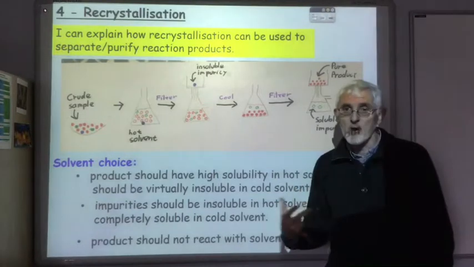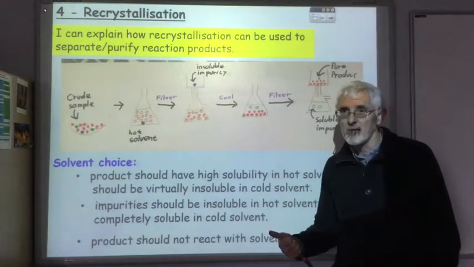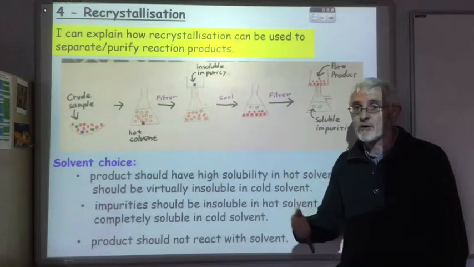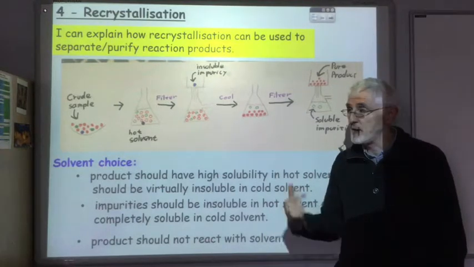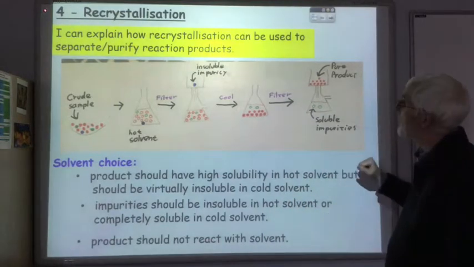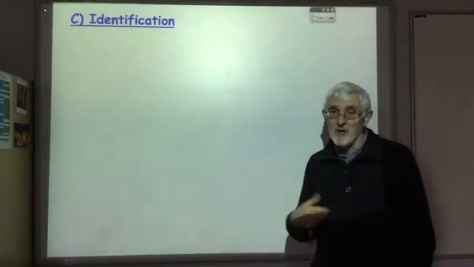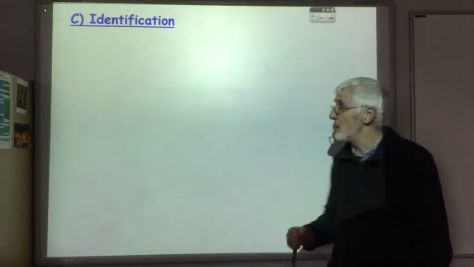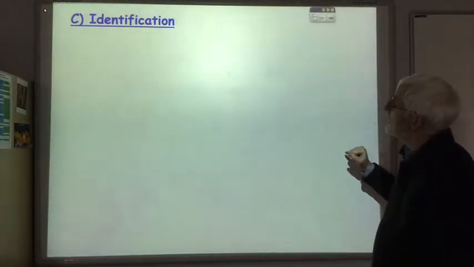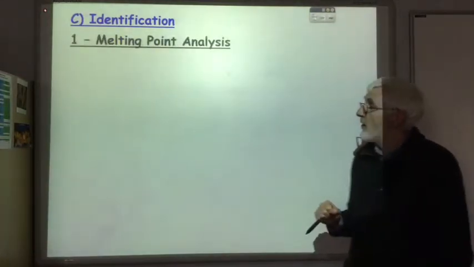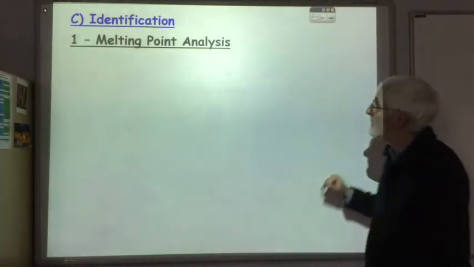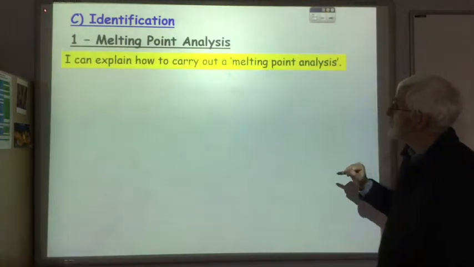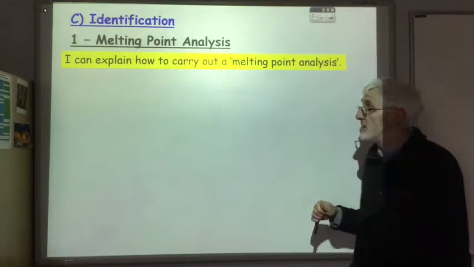Okay, so that's the hard work. We've prepared our sample. We've then isolated the product we wanted from the reaction mixture and purified it. Next, how do we know how good our purification process was? Have we made and purified what we wanted? One way of assessing that is by doing a melting point analysis. So you should be able to explain how we carry out a melting point analysis.